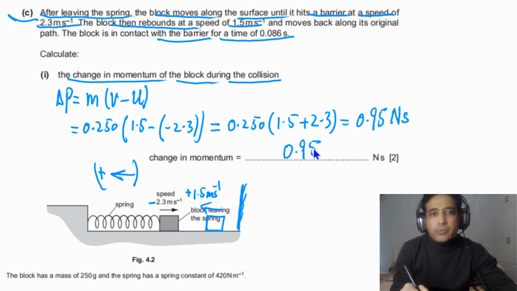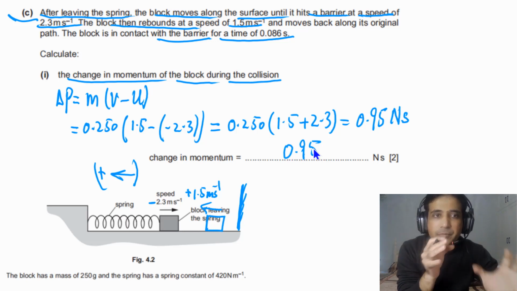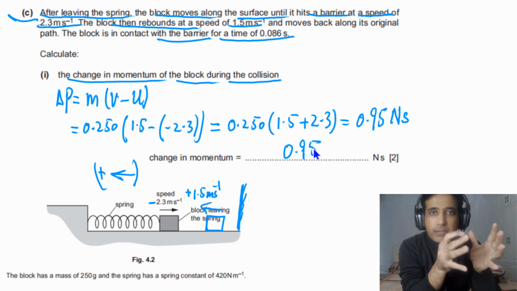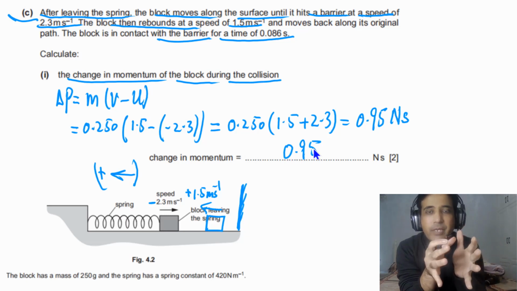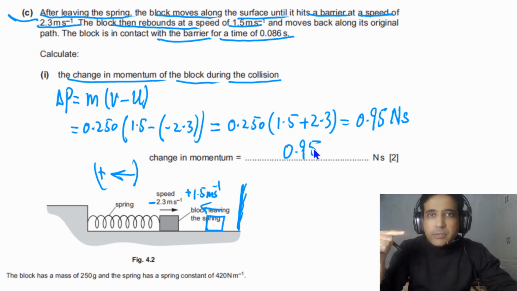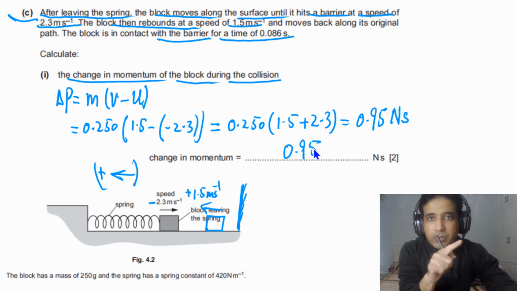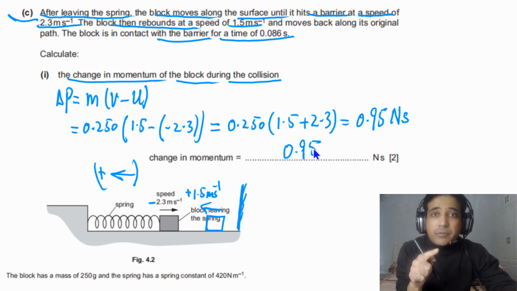The only tricky part in this question is direction. Momentum is a vector quantity, so you need to take one direction as positive. The direction of the change in momentum is the same as the direction of the change in velocity. In this case, the resultant force on the block is to the left, so we have taken to the left as positive, and our answer is positive. If you take to the right as positive, your answer will be negative, but the magnitude will be the same.